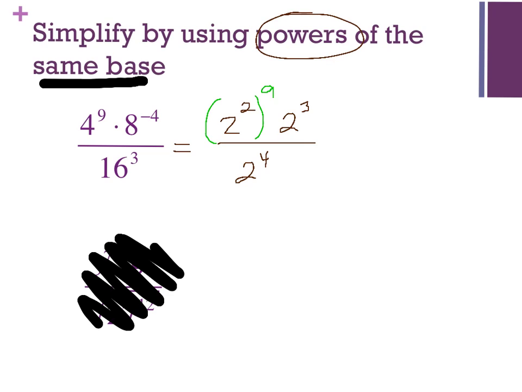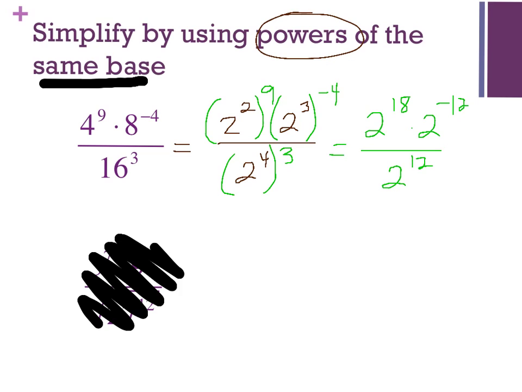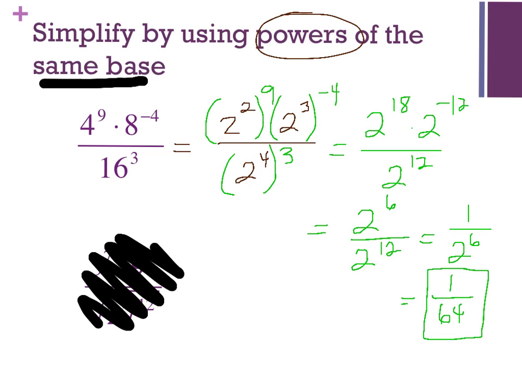So we end up with 2 squared to the ninth times 2 cubed to the negative fourth over 2 to the fourth to the third. Now we can apply our laws of exponents. We end up with 2 to the 18th times 2 to the negative 12th over 2 to the positive 12th. Up top, we simplify to 2 to the 6th over 2 to the 12th. We can further say that is 1 over 2 to the 6th. And when we evaluate, 1 over 2 to the 6th is 1 over 64. So the key here is the powers of the same base. So you're looking for what those numbers have in common, and you can go from there.